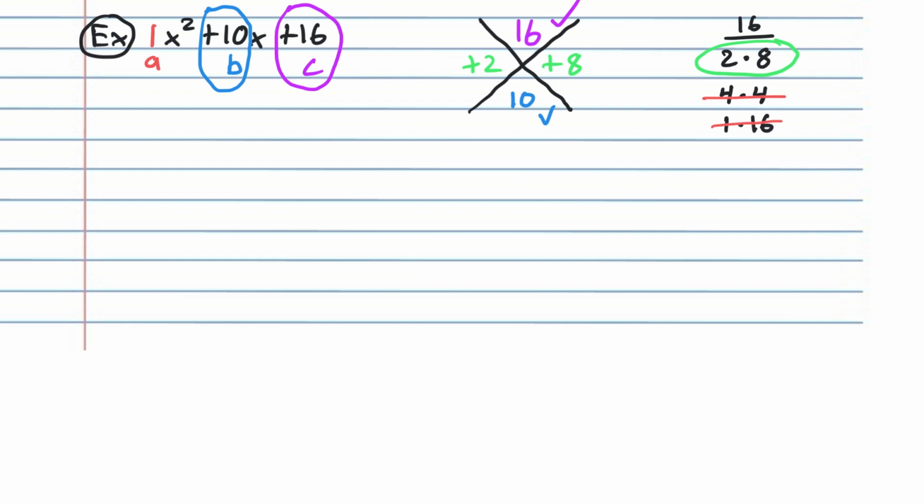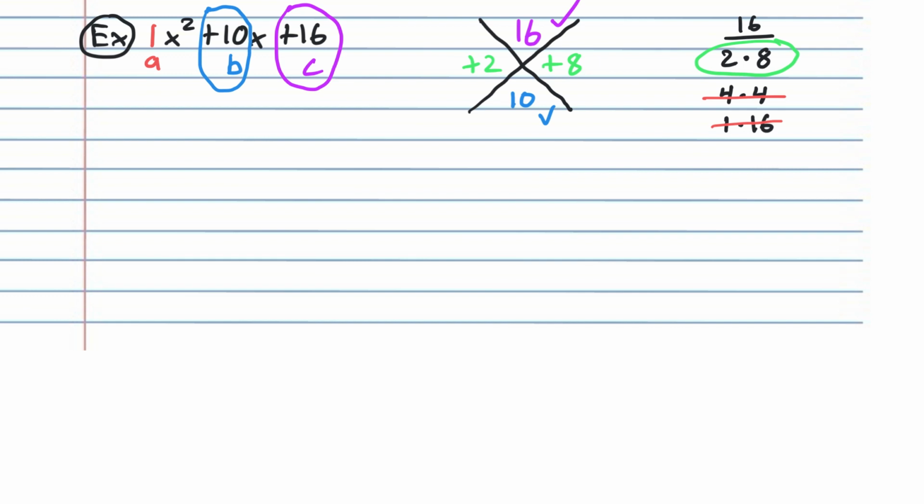Once you're sure that it works, then we can set up our actual answer. Now, we know what our answer should look like, right? We're trying to break it into groups. And we know that the trinomial that looks like this, we know it's going to break into 2 groups.